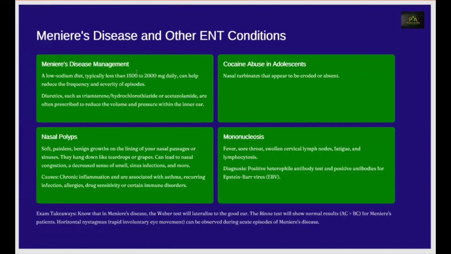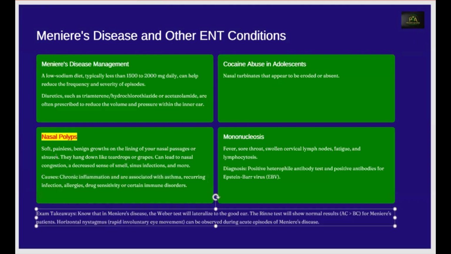Then we have talked about Meniere's disease: reduced sodium diet, and they use diuretics. Then cocaine can cause nosebleed. That is what to remember here. Cocaine can cause nosebleed. Then nasal polyps is also high yield in the exam. So what do we need to remember here? It is always caused by a chronic inflammation associated with asthma, recurring infection, allergies, drug sensitivity, or certain immune disorders.